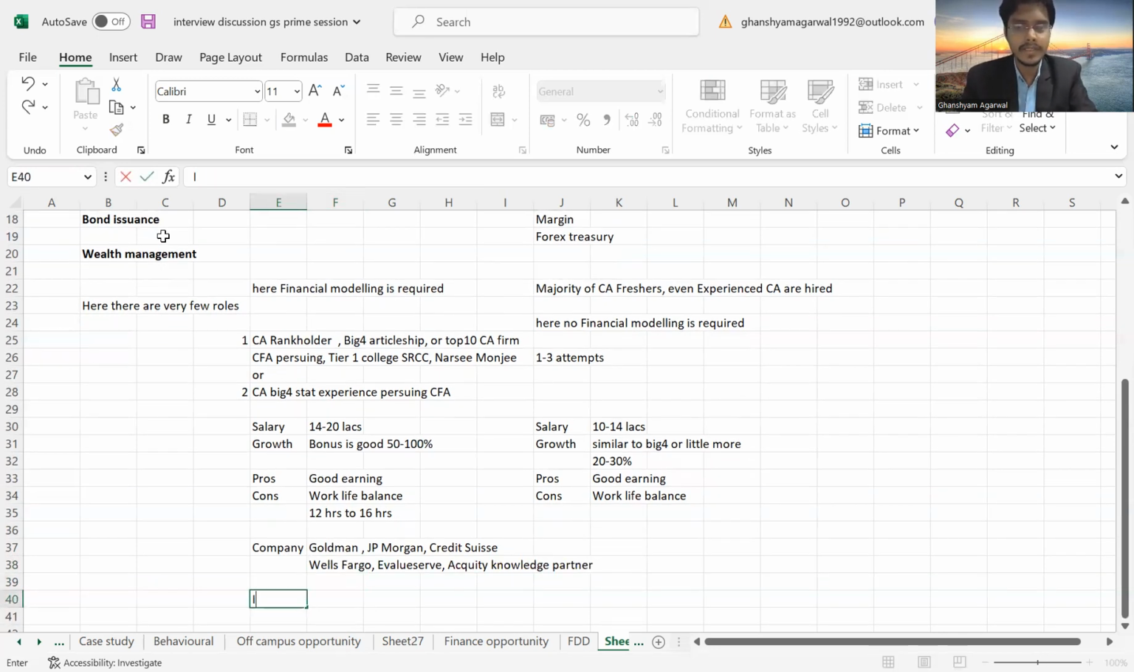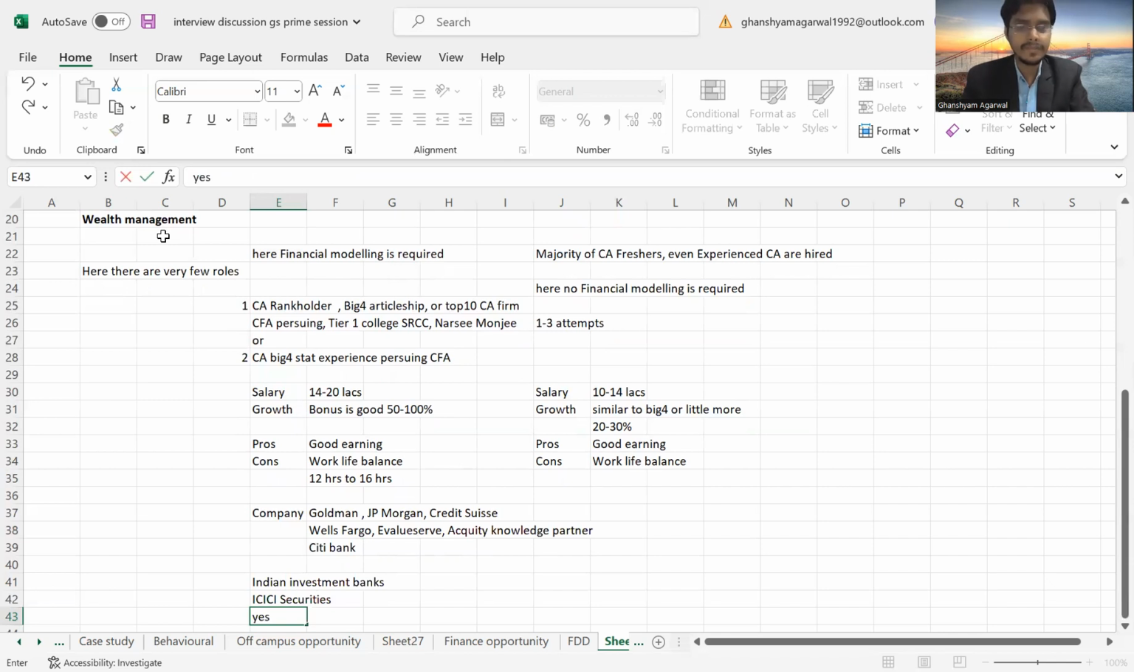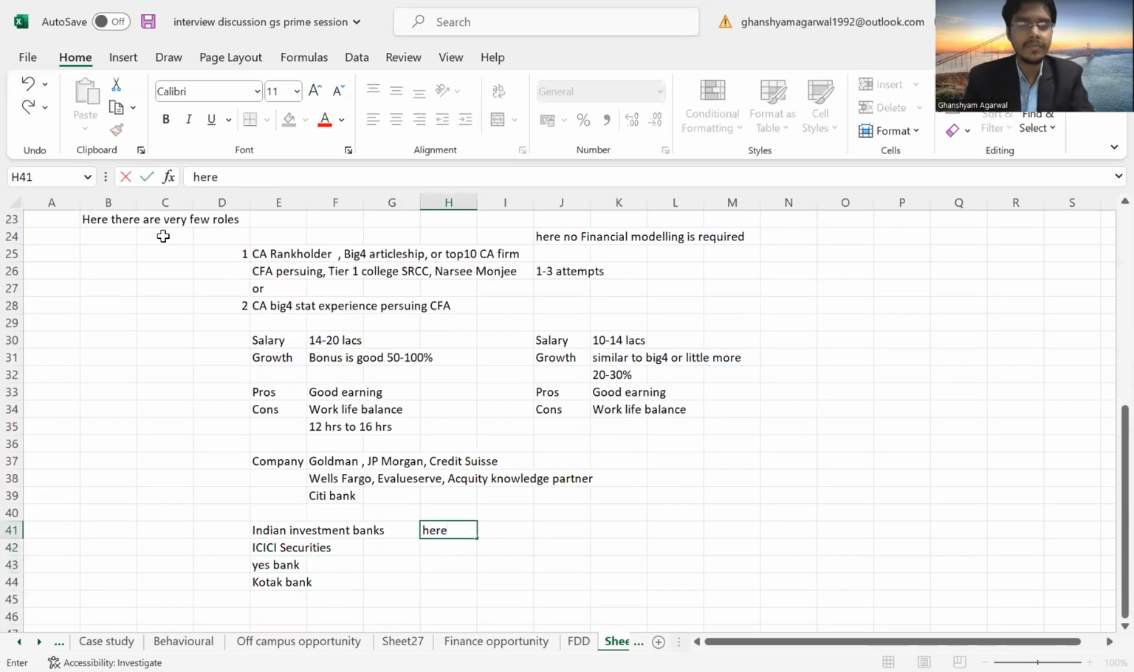Then there are Indian banks also which hire. Don't forget Citibank is there. Indian investment banks are a good option if you're not getting into the international ones, like ICICI Securities, Yes Bank, Kotak Bank. Here the learning is good, but the earning will not be that great as the international banks.